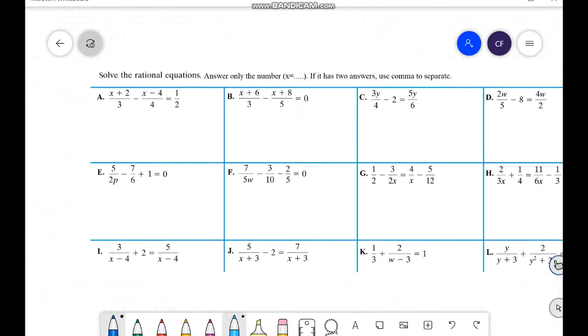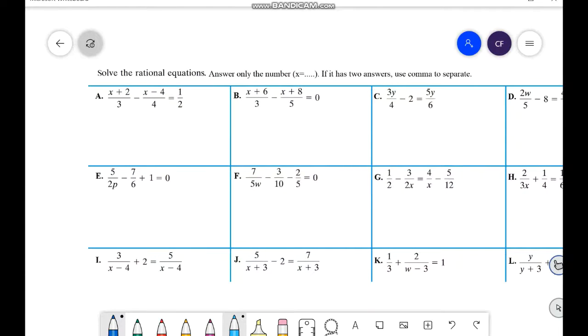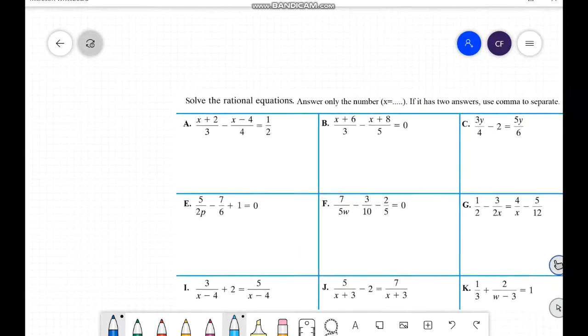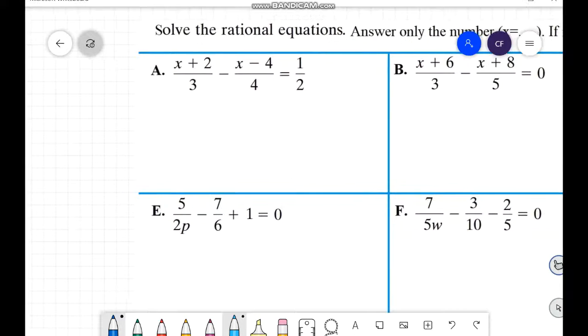On the quiz, you have to solve the rational equations. Answer only the number. If the solution has two numbers, there are two answers, use a comma to separate. And the only question that we have to answer is question L. Okay? Letter A.